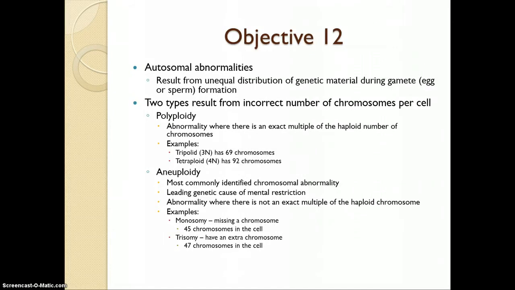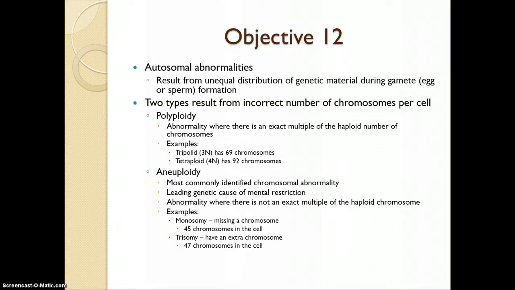Autosomal abnormalities result from an unequal distribution of genetic material during gamete, or egg or sperm, formation. These autosomal abnormalities result from two types of incorrect number of chromosomes per cell, including polyploidy, where the abnormality has an exact multiple of the haploid number of chromosomes. Examples of this would be triploid, which has 69 chromosomes, or a tetraploid, which has 92 chromosomes.